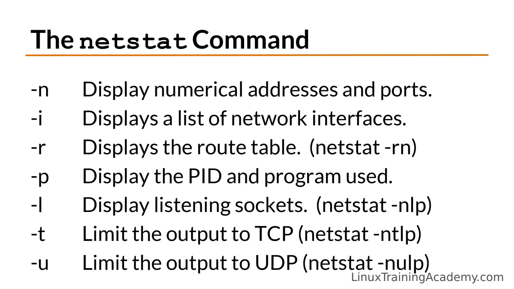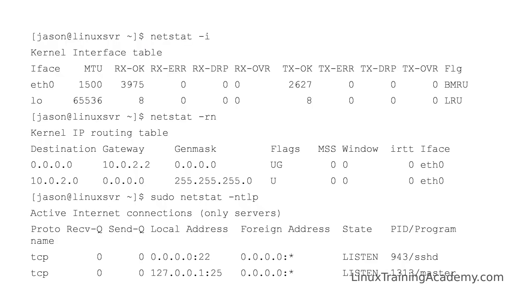You can limit the output of netstat to a specific protocol. To limit output to the TCP protocol, use netstat -t. For UDP, use the -u option. If you want a list of all programs that are listening on TCP ports, you can use netstat -ntlp.